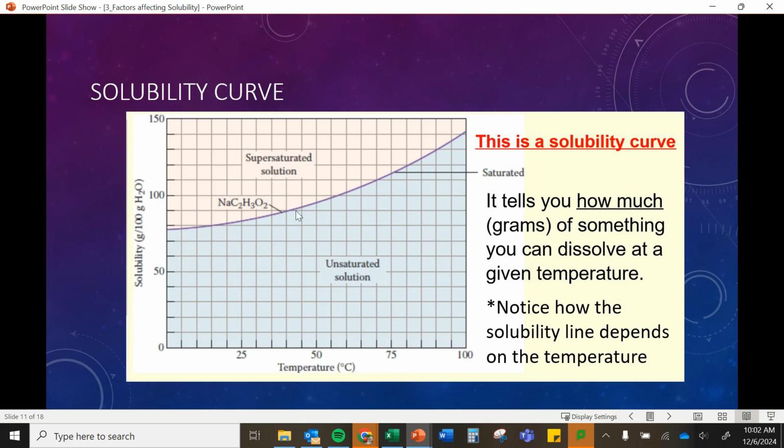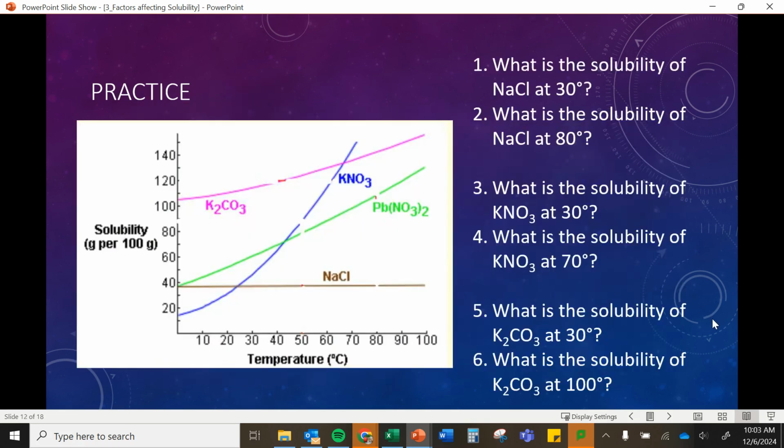So the line here shows us how much we would need at a specific temperature to have a saturated solution. Above that is a supersaturated solution, and below that is an unsaturated solution, meaning we can still add more to make it saturated. Okay, so here's an example where we're practicing interpreting this graph. So pause this video and try to answer these questions.